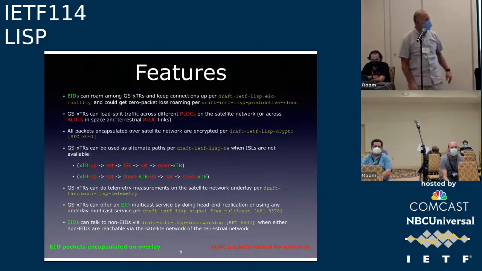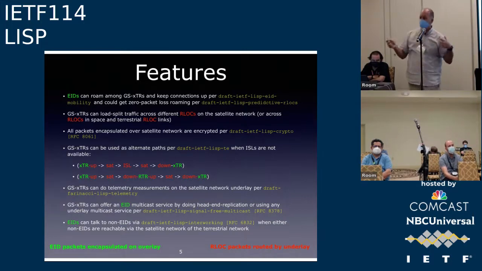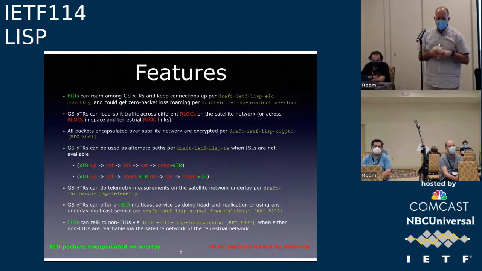Okay. Next slide. So these are the sort of features. Sorry for the busyness of the slide, but we'll go through them one by one. The EIDs can roam around ground station XTRs, just like the EID mobility draft says. It's no different than if the EIDs are roaming in a VM on a top of rack switch. It's the same sort of machinery that's used. So EID mobility and even predictive RLOCs can be used even in this scenario because these are LISP features and we don't depend on the underlay to do anything here.